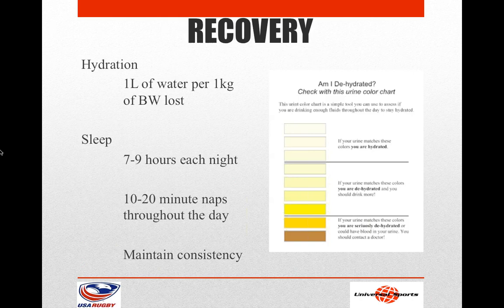Obviously, hydration is a big part of the recovery process, so just something to keep in mind for the players. For every kilogram of body weight that you lose, whether it's from a lifting session, a conditioning session, a team training session, or even a match, you should replace that with at least 1 liter of water. Or to break that down to American terms, for every pound lost, you should replace that with half a liter of water.